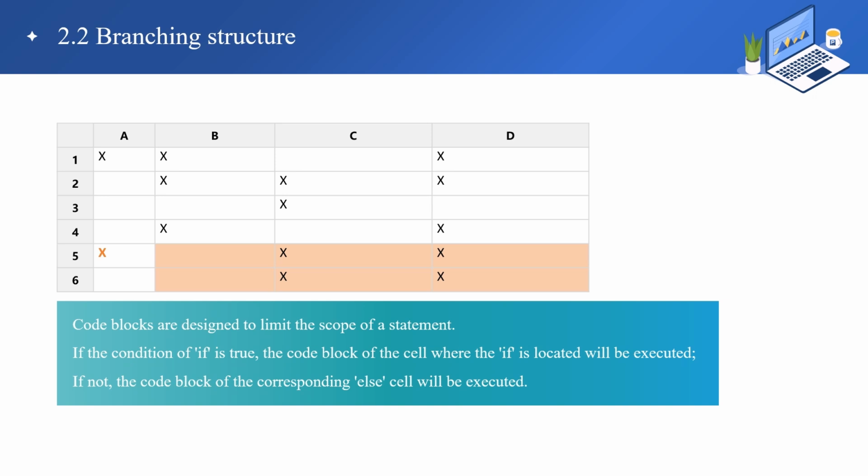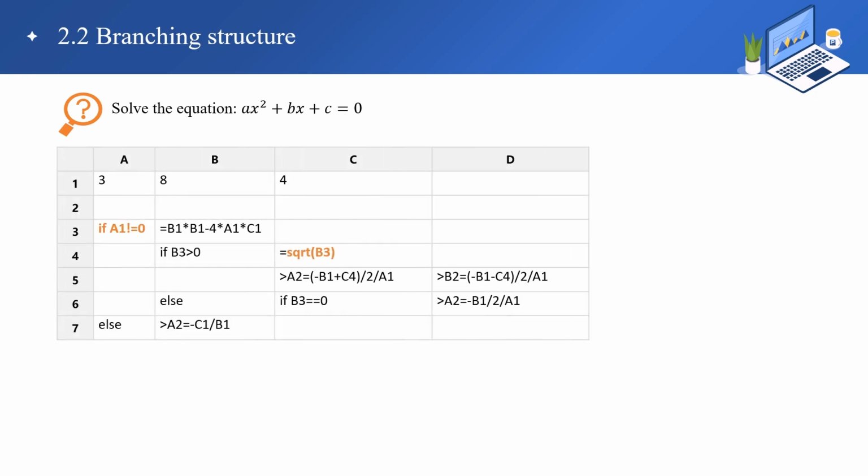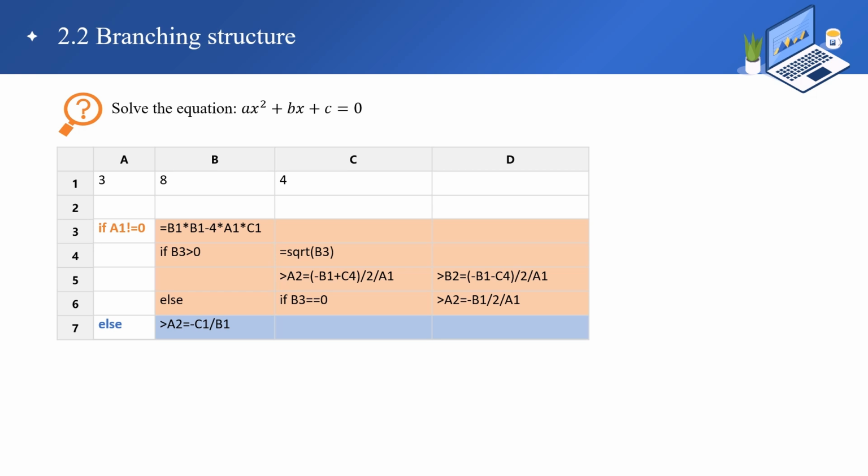Code blocks are designed to limit the scope of a statement. If the condition of if is true, the code block of the cell where the if is located will be executed. If not, the code block of the corresponding else cell will be executed. The above code can also reverse the condition of A3, and the square root calculation can be done only once. The code block of A3 is B3 to D6, which will be executed when the judgment condition of A3 is established. Otherwise, the code block B7 to D7 of A7 where else is located will be executed.